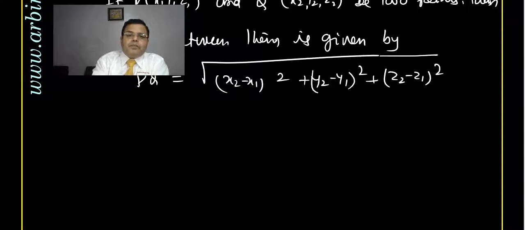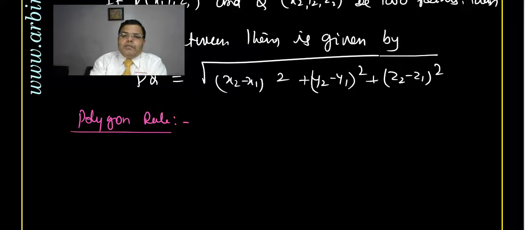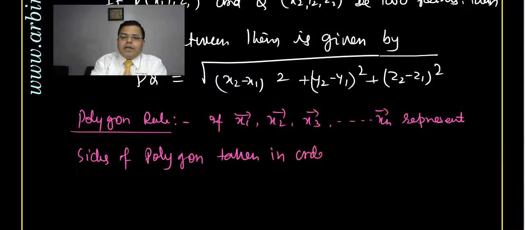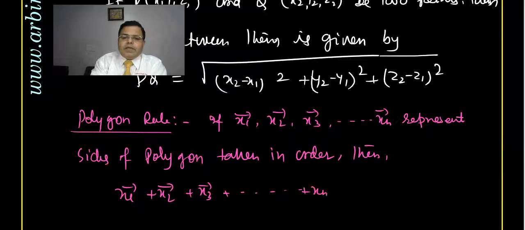Polygon rule. What is that? If vectors x1, x2, x3 up to xn represent the sides of a polygon taken in order, either clockwise or anti-clockwise, then x1 plus x2 plus x3 plus all these vectors up to xn is equal to 0. This is called the polygon rule. The polygon has many sides. If they are representing the sides of a polygon, then their sum is equal to 0.